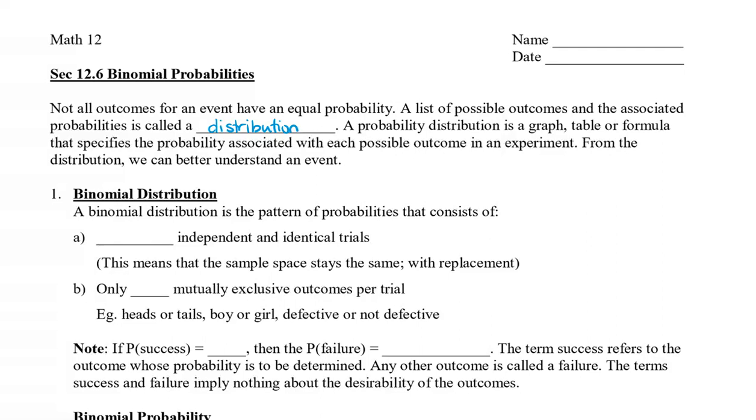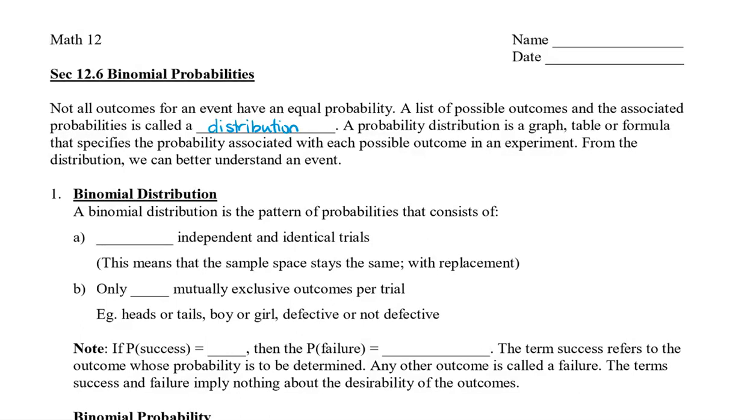For example, let's say we have 2 red, 3 yellow, and 5 blue marbles in a bag. The probability of each of the different colors is different because there are a different number of each color in the bag. So we can draw a probability distribution using a graph, a table, or a formula that specifies the probability associated with each possible outcome in the experiment. And from the distribution, we can then better understand an event.